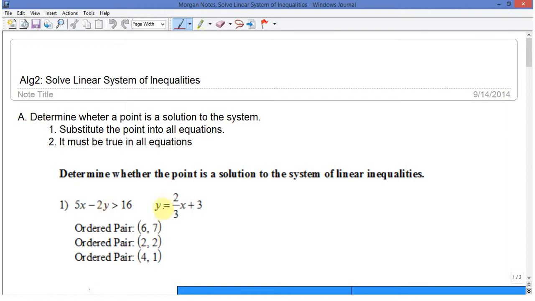And in this one here, the second one, that should not be an equal to sign. That should be an inequality sign. So let me change that.